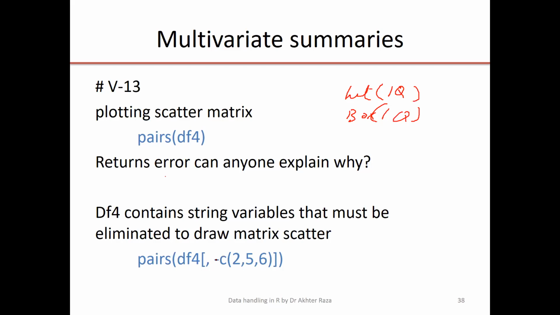Minus is indicating that these three columns will not be used in the pairs command, because column number 2, column number 5, and column number 6 are qualitative variables. These three are not quantitative variables. That is why we must not use these three variables in the pairs command. That is why we were facing an error. So it is a very powerful function: minus sign, c for a collection of three columns, column numbers 2, 5, 6, which are the qualitative variables. So we eliminate the qualitative variables from this command, and then the scatter plot will be generated.